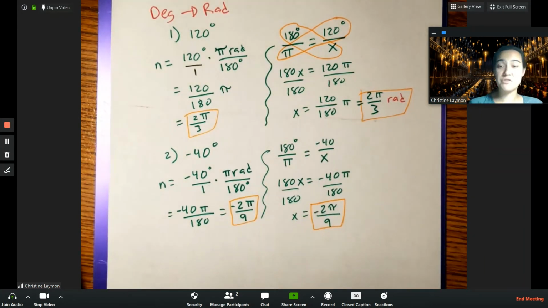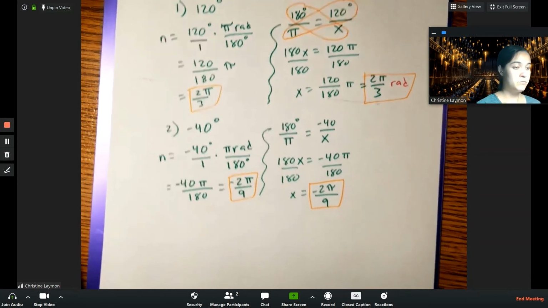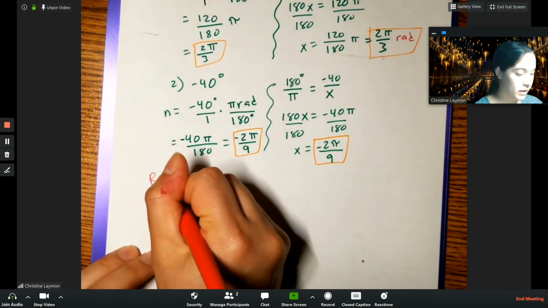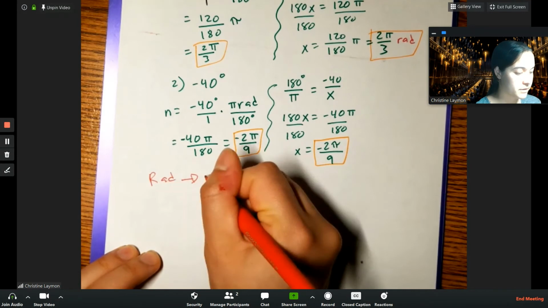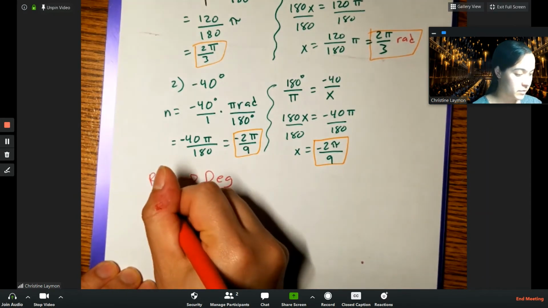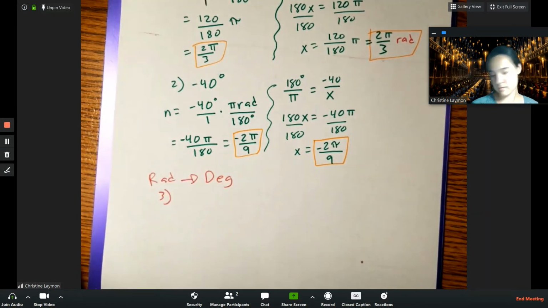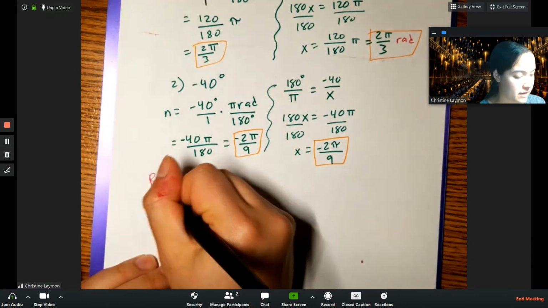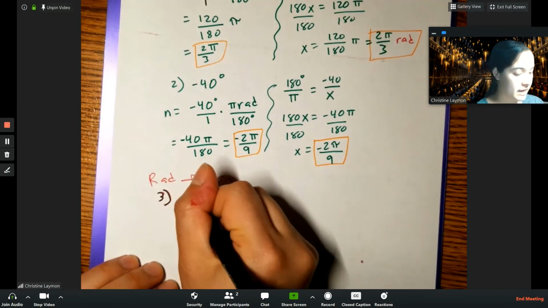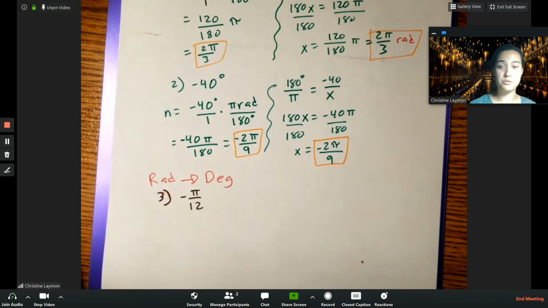So again, what I've shown there is going from degrees to radians. I'm going to go ahead down here and show an example of radians to degrees. So radians to degrees, let's give this as example 3. Alrighty, actually let me color code this in black. There we go. So example 3, I'm going to start with negative pi over 12.